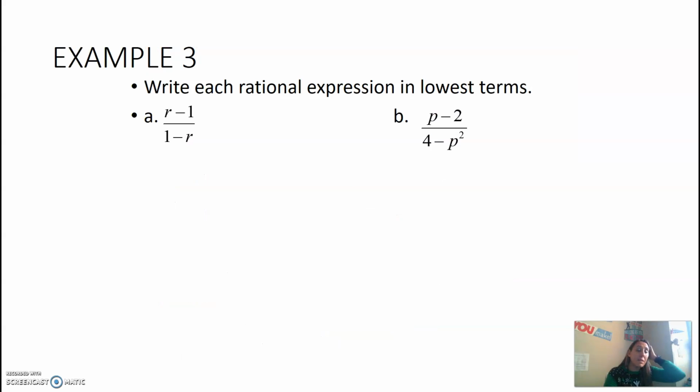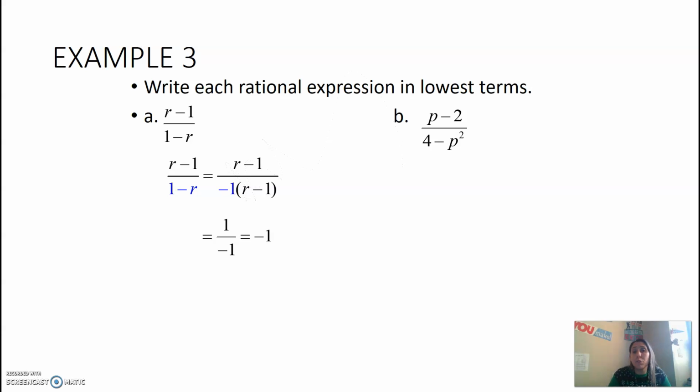So this is going to come up in the homework. You're going to do this. So one of the things that you can do, I'm going to prove to you that r minus 1 over 1 minus r is negative 1. So how I'm going to do that is I'm going to factor out a negative 1 in the denominator. When I do that, negative 1 times r equals negative r, and negative 1 times negative 1 is positive 1. So these are equivalent expressions. But now I have something the same on the top and the bottom, which gives me 1 over negative 1, which is equal to negative 1.